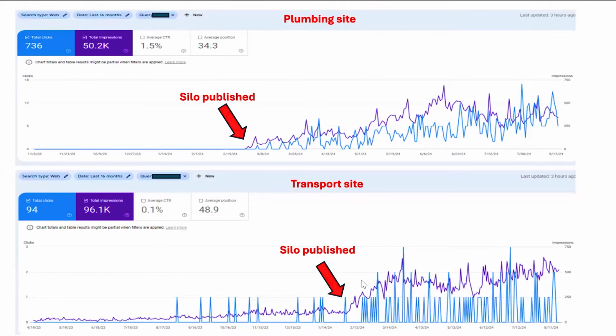So you look at this one here, the transport site. It's not a very big term. There's not a lot of search volume. But as I said, the number of leads, inquiries for this particular type of haulage sort of doubled from this, tripled from this. So that's the amazing thing.